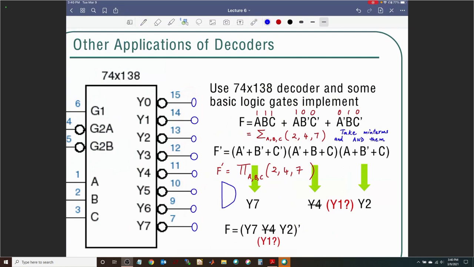In blue, yes. Where is 2? 2 is right there. Where is 4? 4 is right there. Where is 7? 7 is right there. And out comes your F.